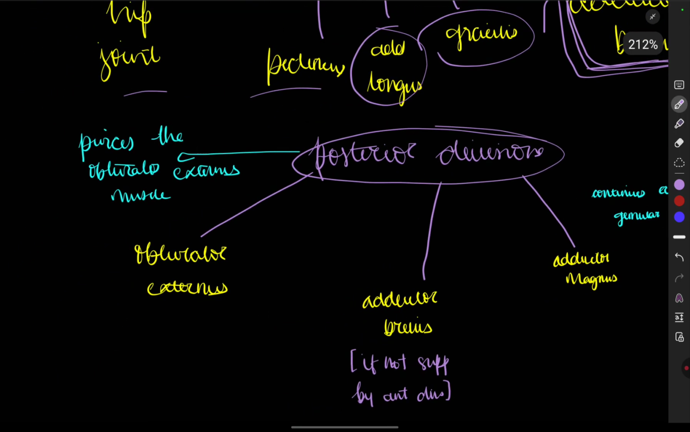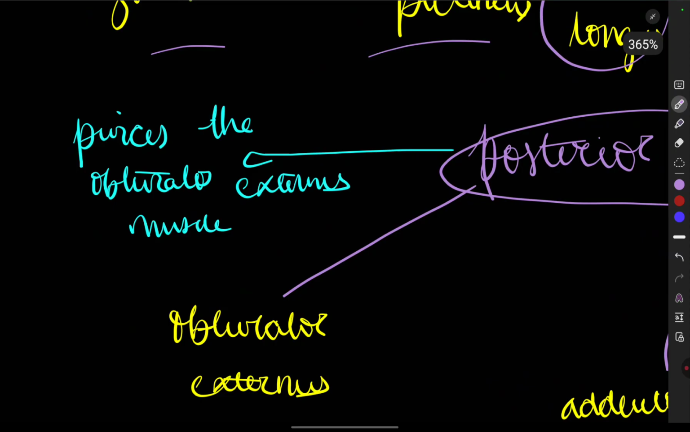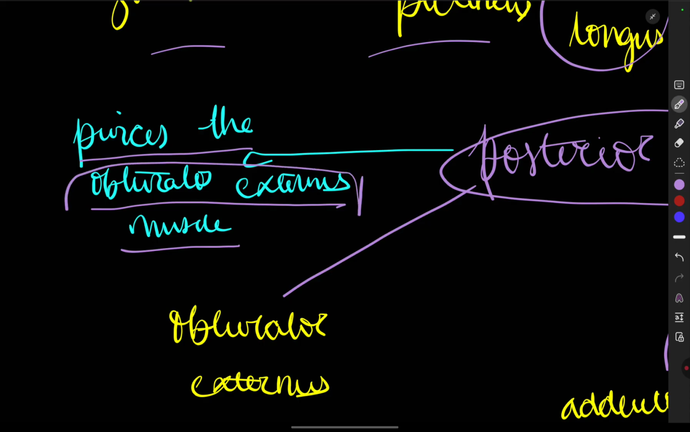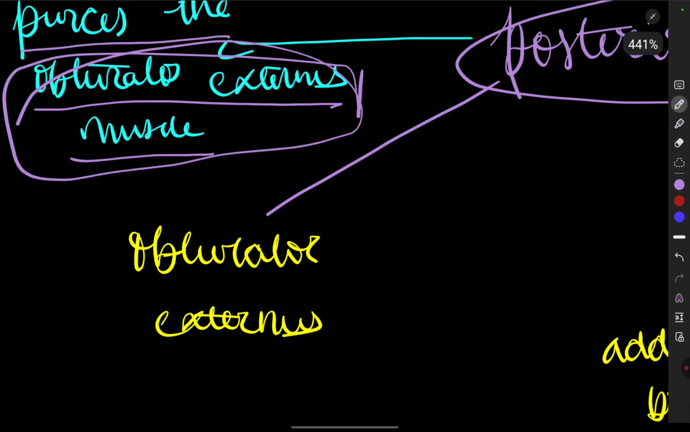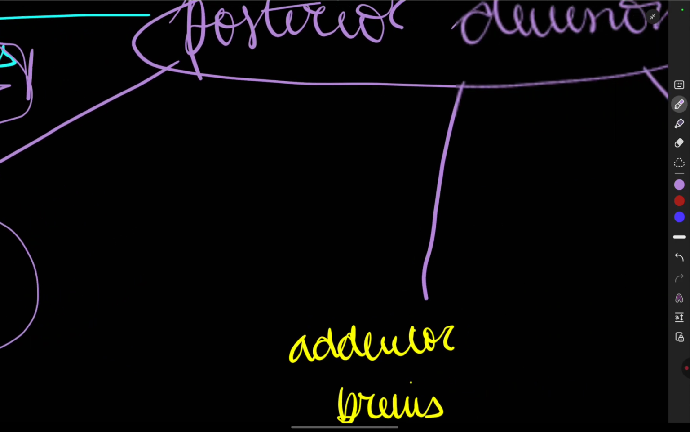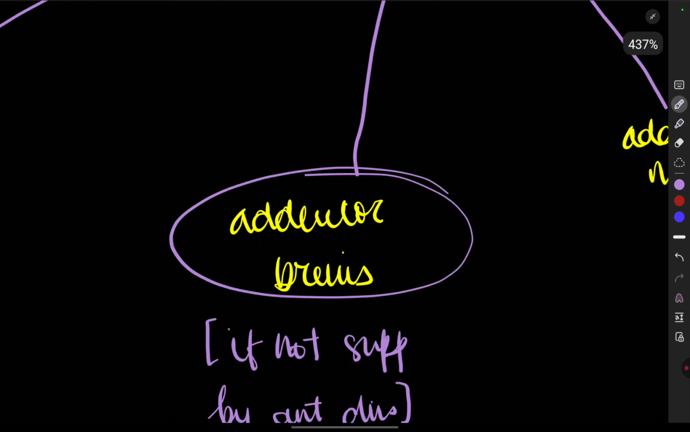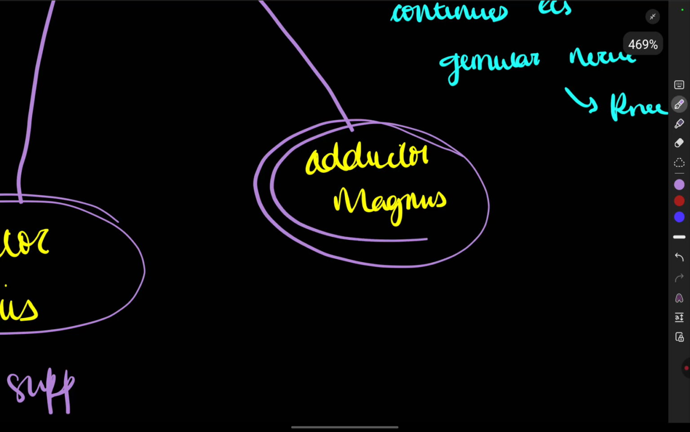Now the posterior division of the obturator nerve pierces the obturator externus muscle. Which muscle? Obturator externus muscle. And they supply the obturator externus as well, and they supply the adductor brevis because it is lying behind the pectineus and the adductor longus muscle, and they supply the adductor magnus muscle.